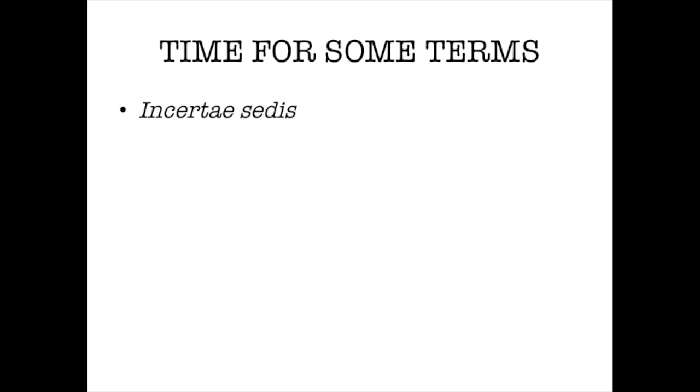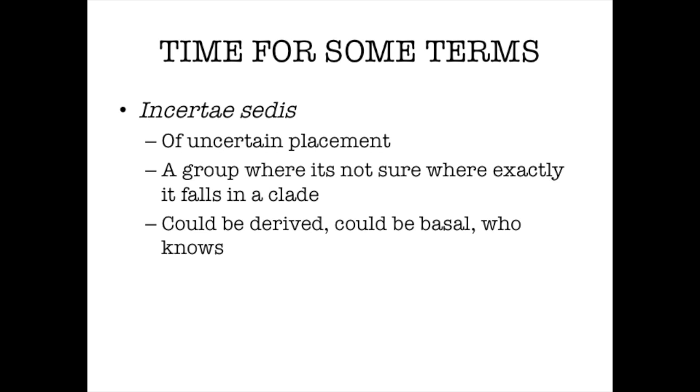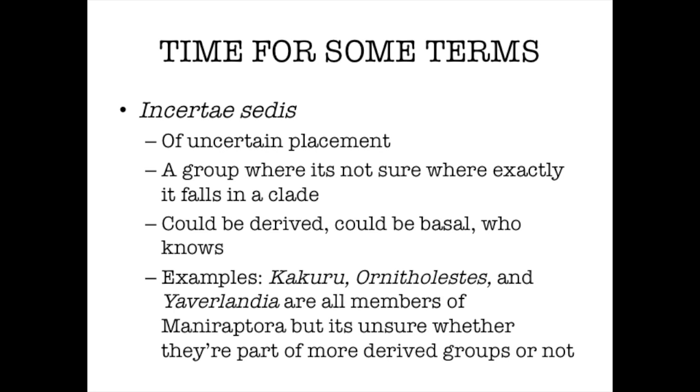Now, incertae sedis is a fancy Latin term that means of uncertain placement. It applies to animals where we don't really know where they fall in a clade. They could be basal, they could be derived, it's not entirely sure. For example, Kakuru, Ornitholestes, and Yaberlandia are all members of Maniraptora incertae sedis. We don't exactly know where they fall in Maniraptora, we just know that they are Maniraptorans.